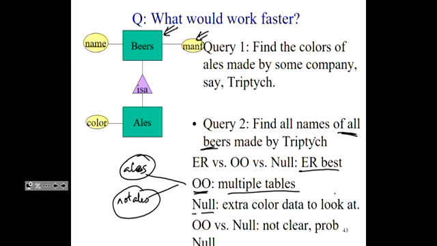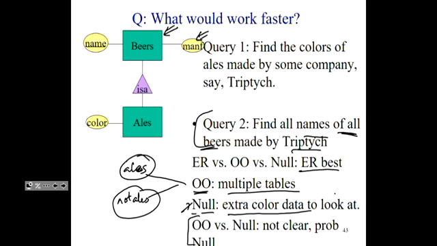For the null value approach, another downside is that you need to look at the extra color data, right? So it certainly has all of the information in one relation, but there's some extra data that you don't want to look at, like the colors, because that's not relevant for your query, right? Your query doesn't talk about colors. It's just talking about the names of the beers made by a certain manufacturer, right? So you don't need the color information. So the null approach, in this case, again, may need to look at a lot more data than is actually helpful for the query.